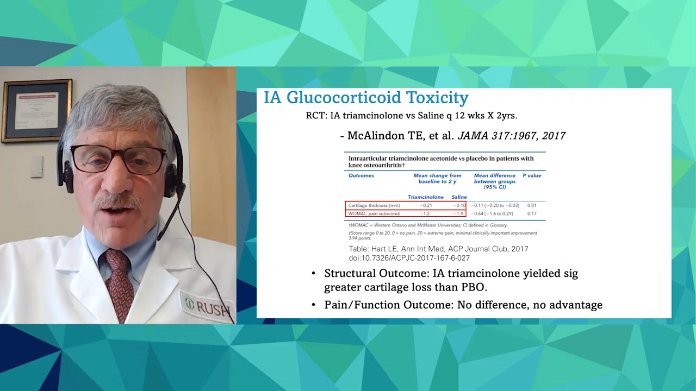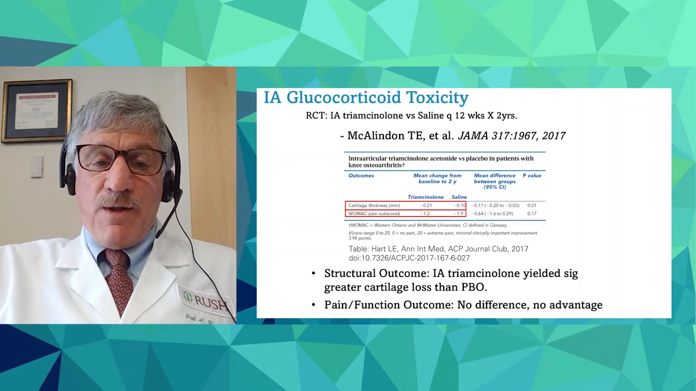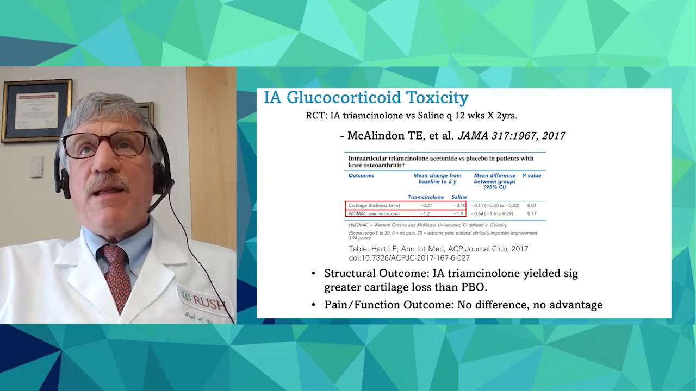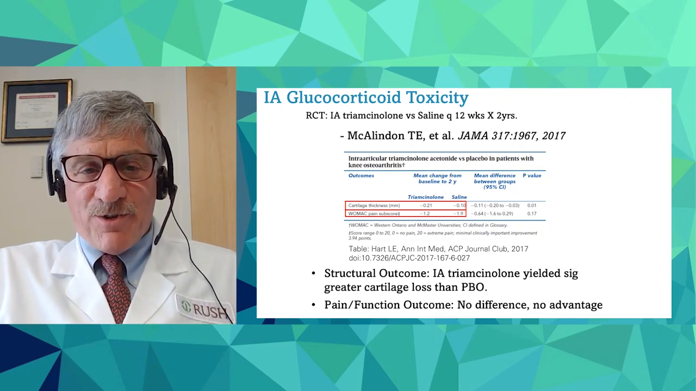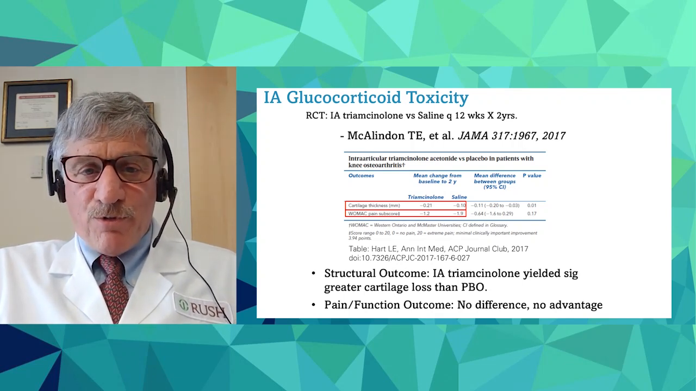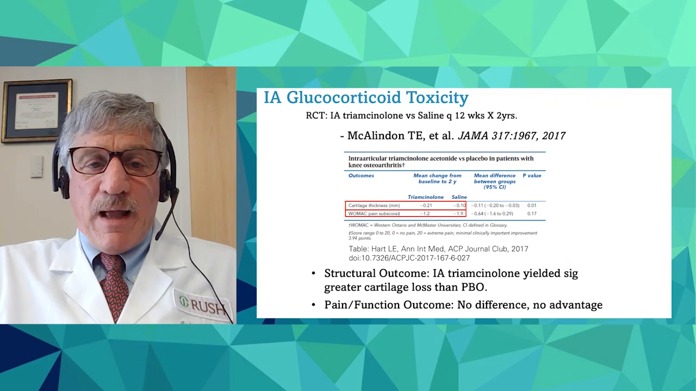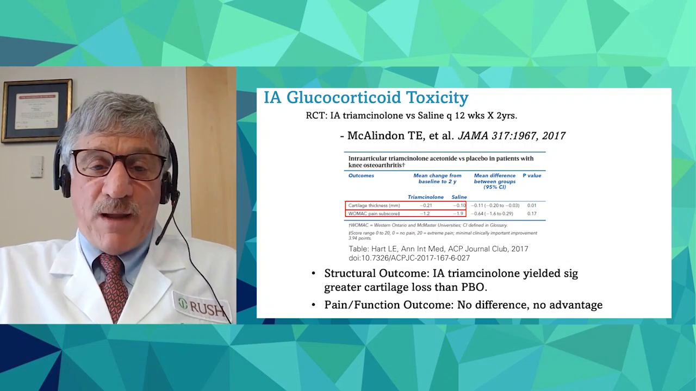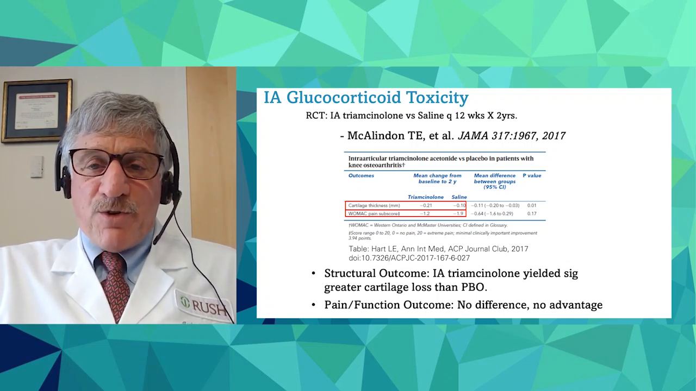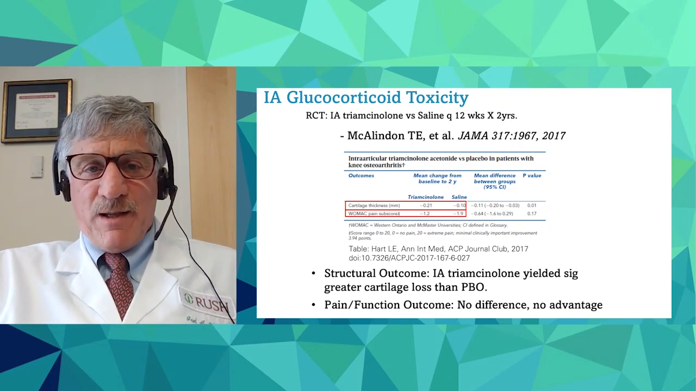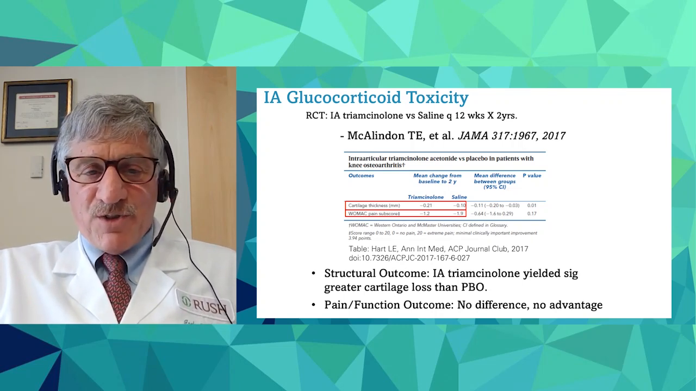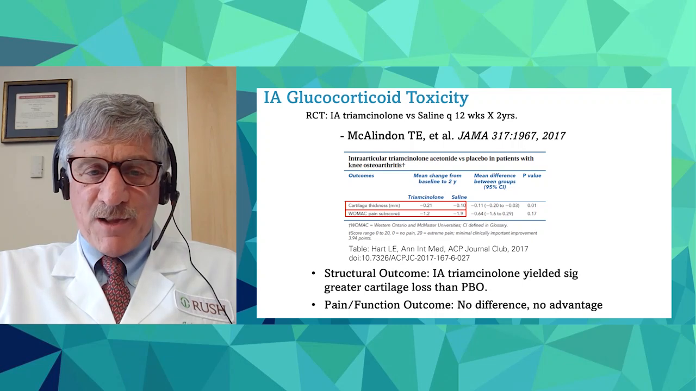He reported that the rate of thinning of the articular cartilage in the knee was increased in the triamcinolone group relative to the saline group, and there was no significant pain advantage. Now, the problem is that nobody understands what MRI-based cartilage thinning means clinically. It doesn't have any clear clinical significance, but it is a red flag.